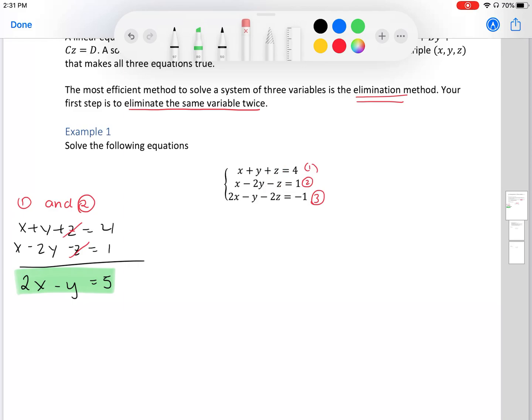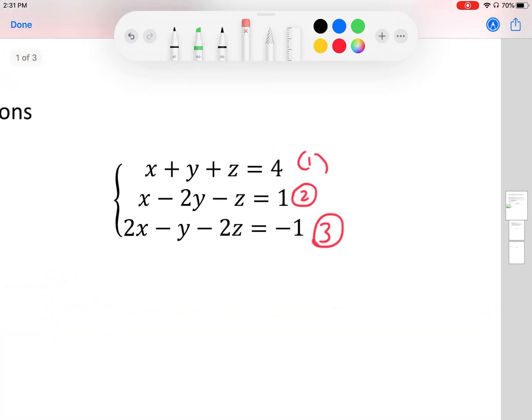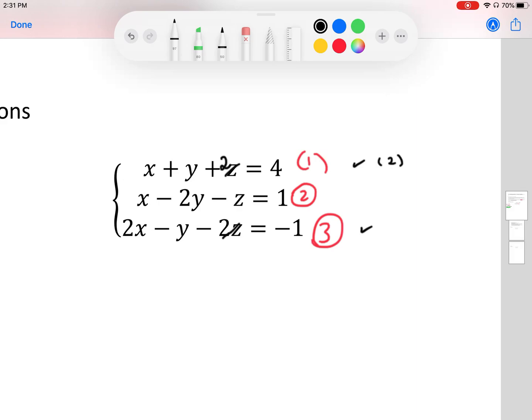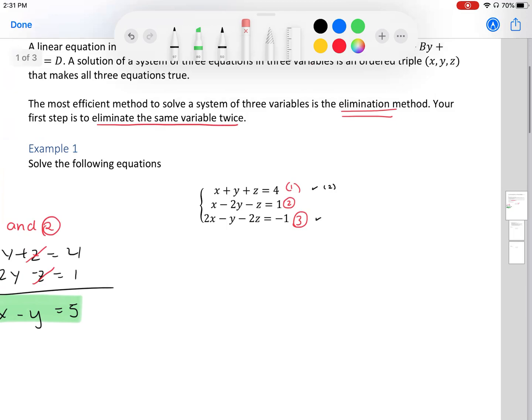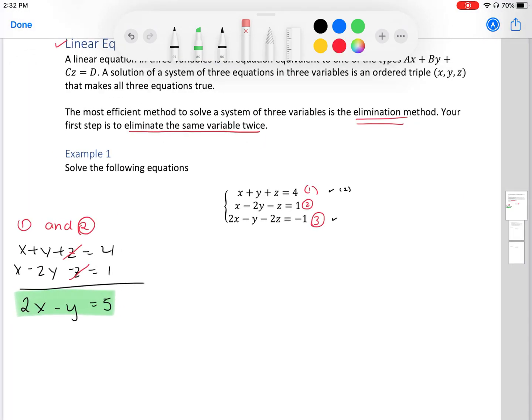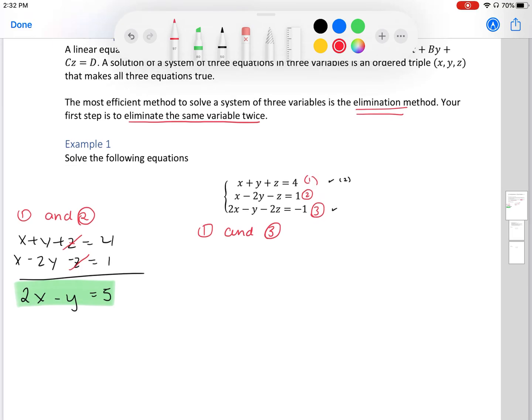Next I want to take another two equations and eliminate z again. I can't use 1 and 2 again, but I can use any other two combinations. How about 1 and 3? I can multiply equation 1 by 2 so that I get positive 2z, and then I can eliminate those. All right, that's our game plan. So we're going to take equations 1 and 3. You don't have to keep track of your equations. I just need it for me so I know what I'm working with.